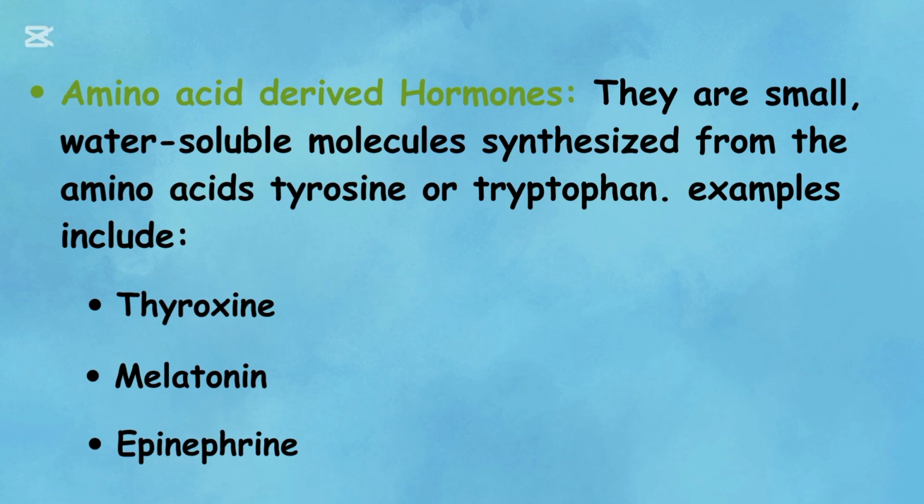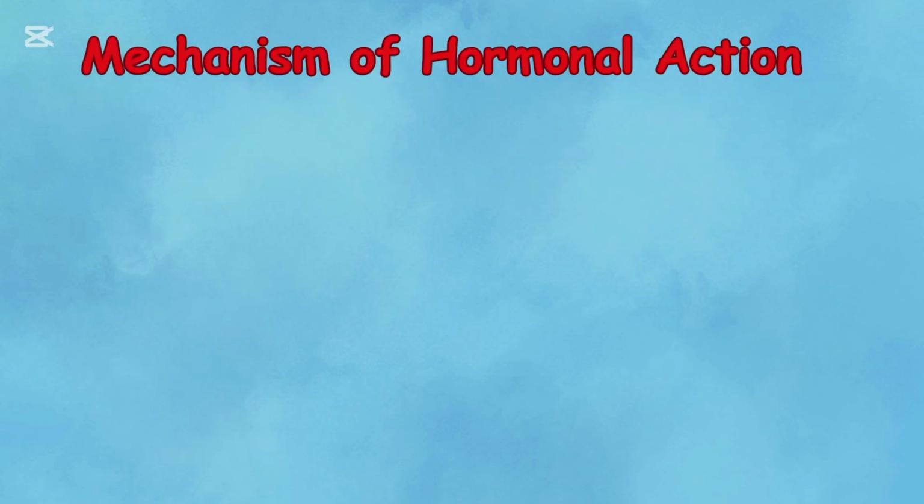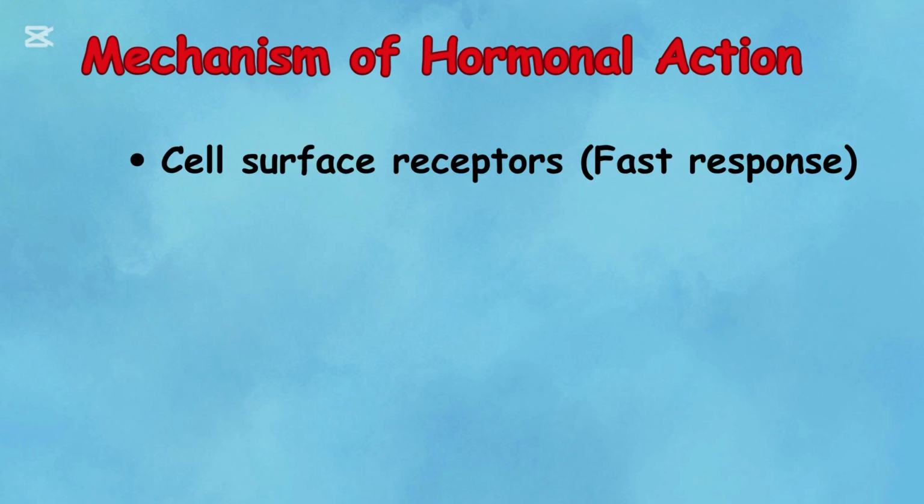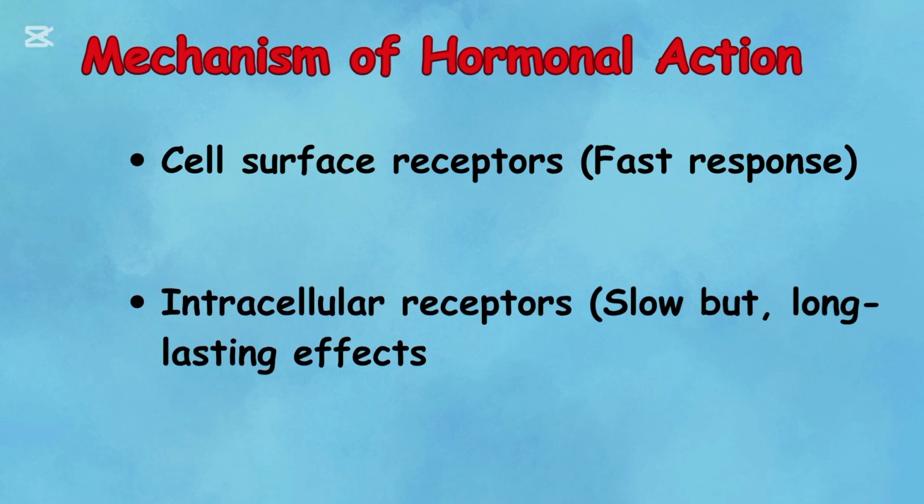Mechanism of hormonal actions describe the way hormones control your cells. Based on this, there are hormones with cell surface receptors, which gives fast and rapid response, and hormones with intracellular receptors, which gives slow but long-lasting effects.